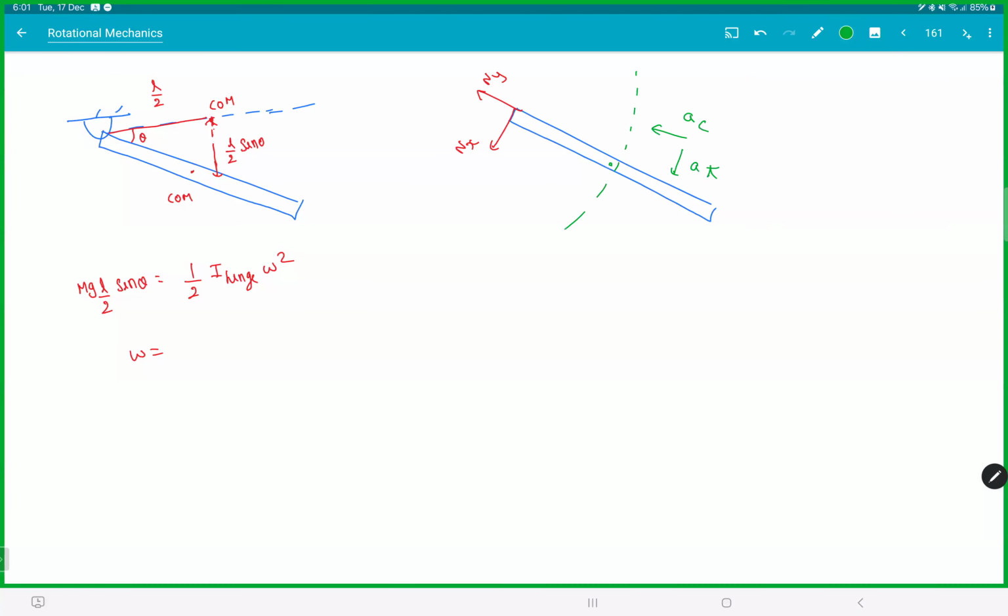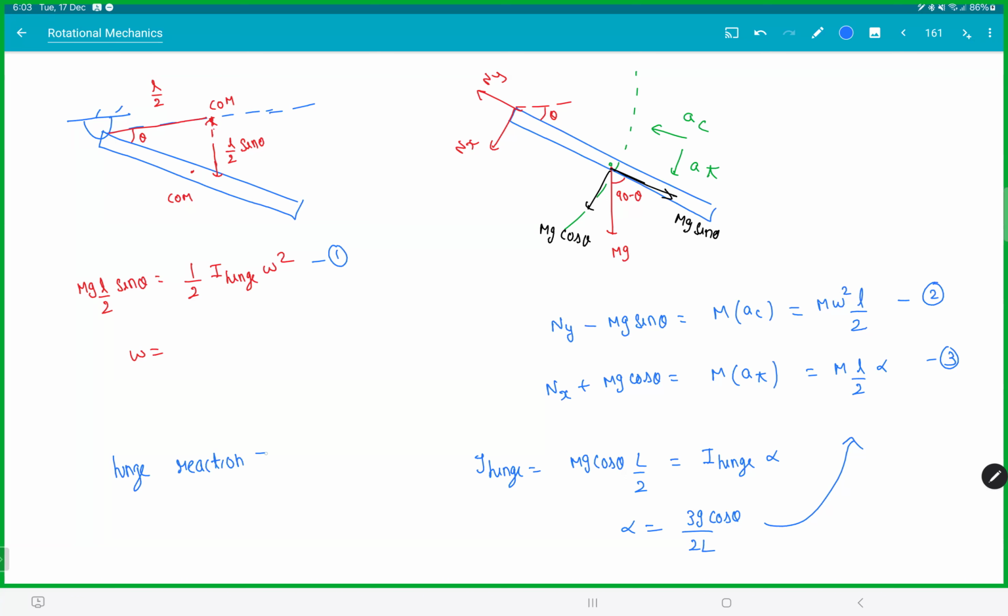It is not really that tough, but it is lengthy. You have to use energy, then the torque equation, then the two force equations. And then you can do Nx square plus Ny square. That would be the final answer. I'll leave the steps to you.